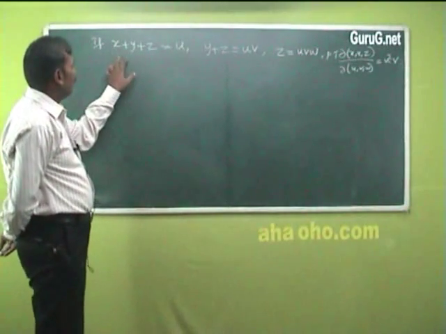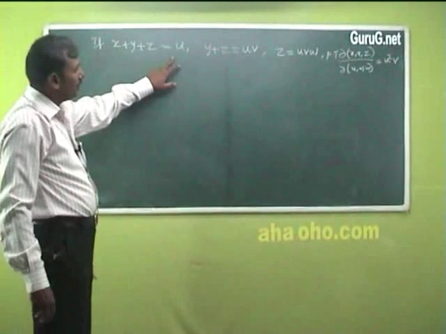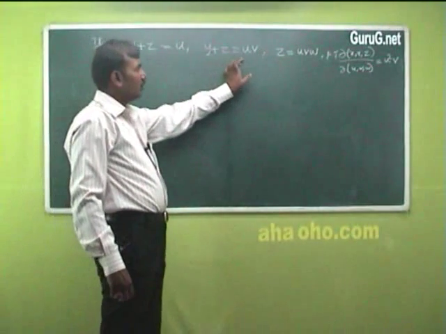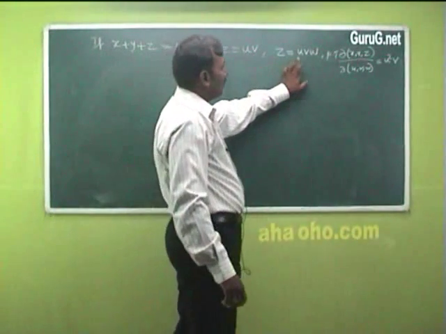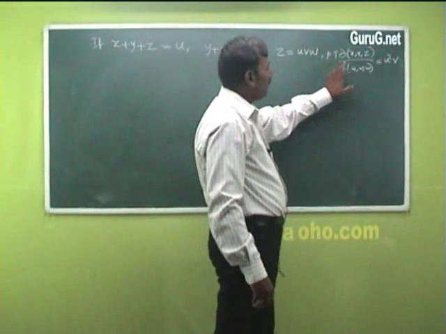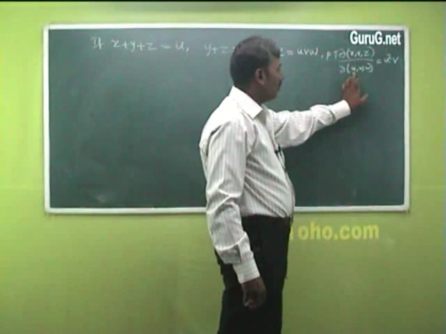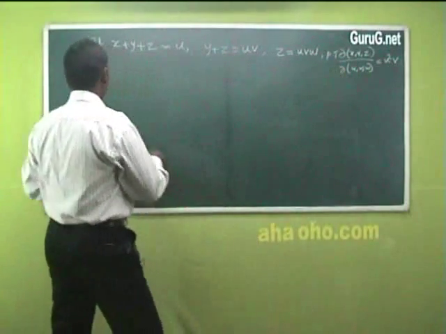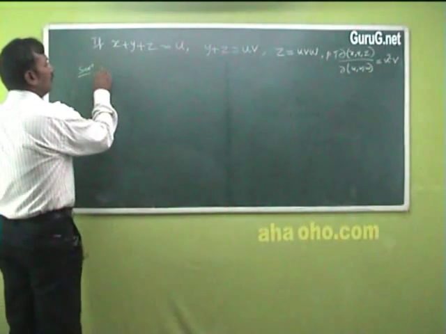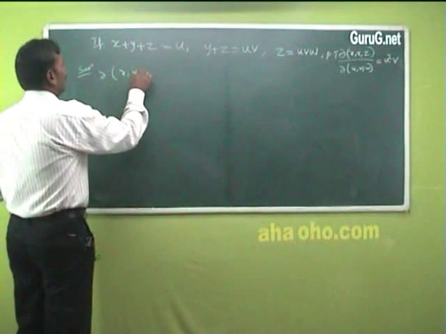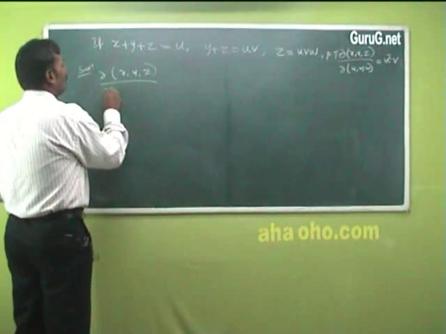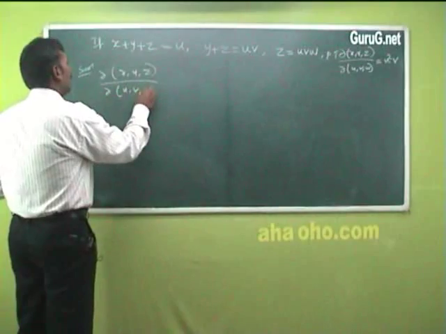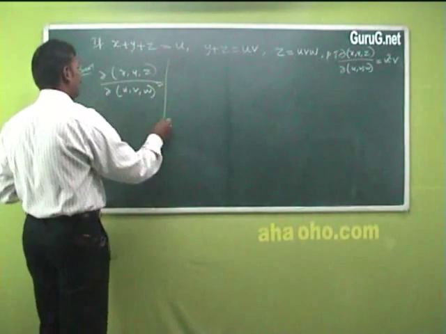The next problem: if x plus y plus z equal to u, and y plus z equal to uv, and z equal to uvw, then prove that dou of xyz by dou of uvw equal to u squared v. The left hand side, dou of xyz by dou of uvw. So this value is a determinant.